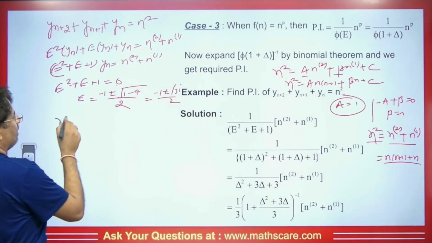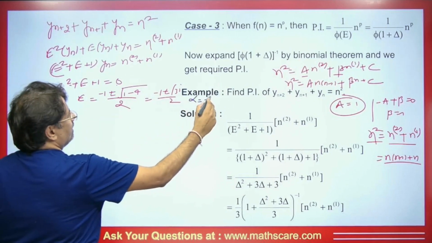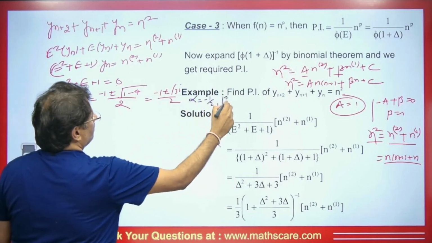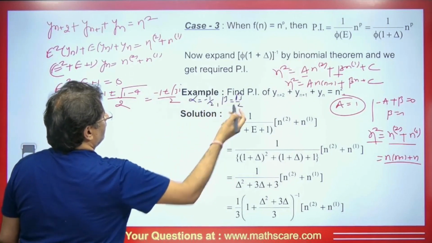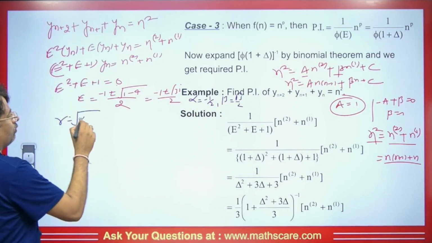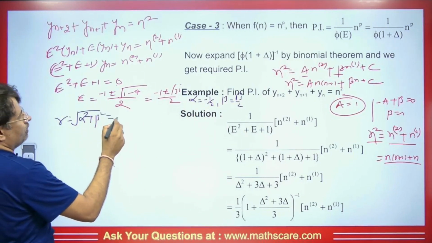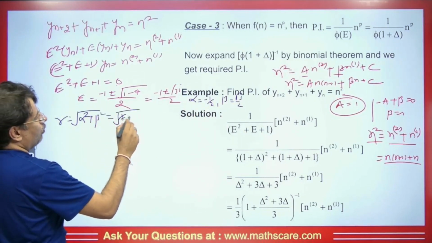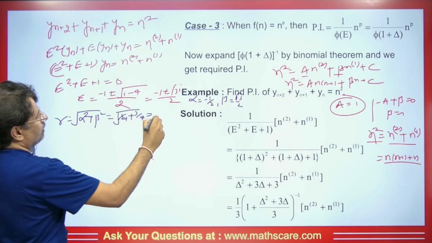Am I right? Here alpha is given, I had told you in the previous video about CF. Write the imaginary and real parts separately. So the value of r here will be √(alpha square plus beta square). So this will be 1 by 4 plus 3 by 4. So its value will be 1.